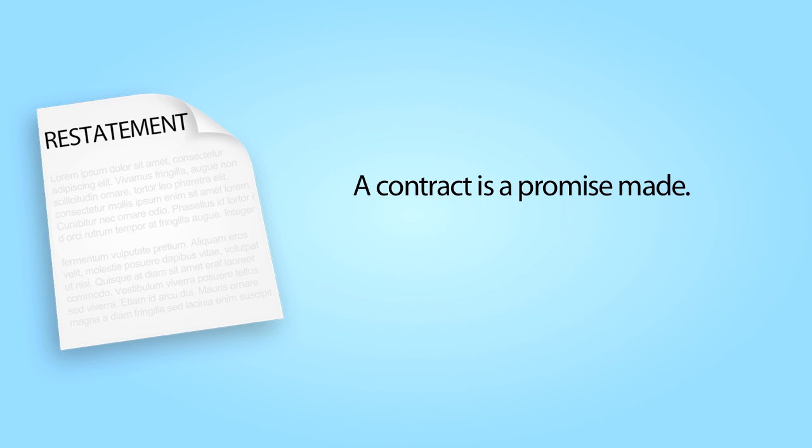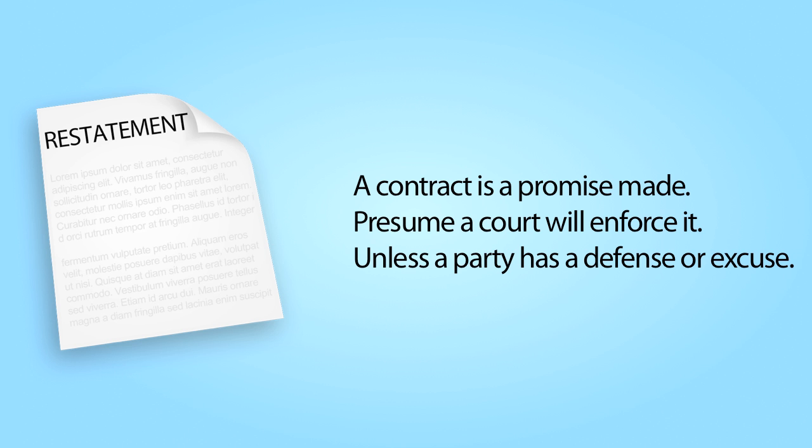So is the restatement saying that a contract is a legally enforceable promise unless it's not? Actually, no. What the restatement is saying is that a contract is a promise which has been made in such a way that we can presume a court will enforce it unless and until one party establishes that they have a defense against enforcement or an excuse for not performing. Defenses and excuses in this context will refer to legally recognized justifications for not performing the contract, and later in the course we will examine these in some depth.